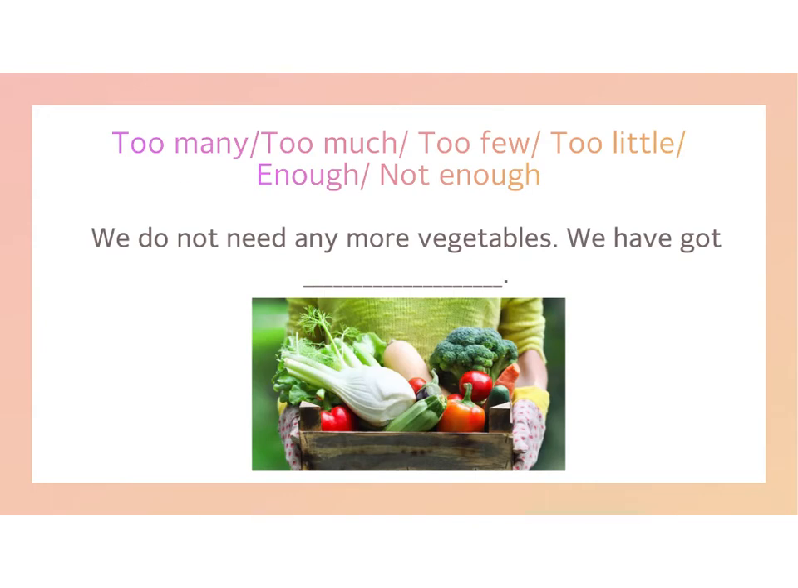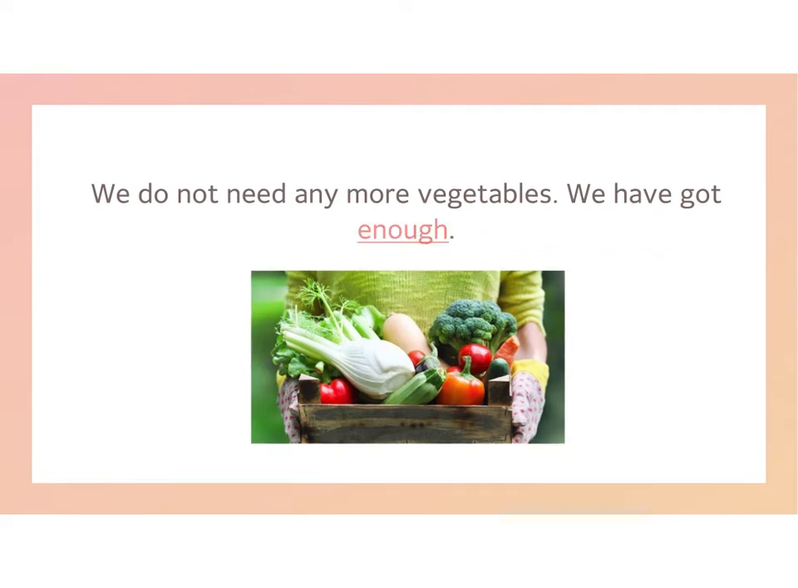Question 3. We do not need any more vegetables. We have got. The answer would be enough. We do not need any more vegetables. We have got enough. The word enough shows that the amount of vegetables is perfect. That means we don't need any more vegetables, or the amount of vegetables is enough for us.